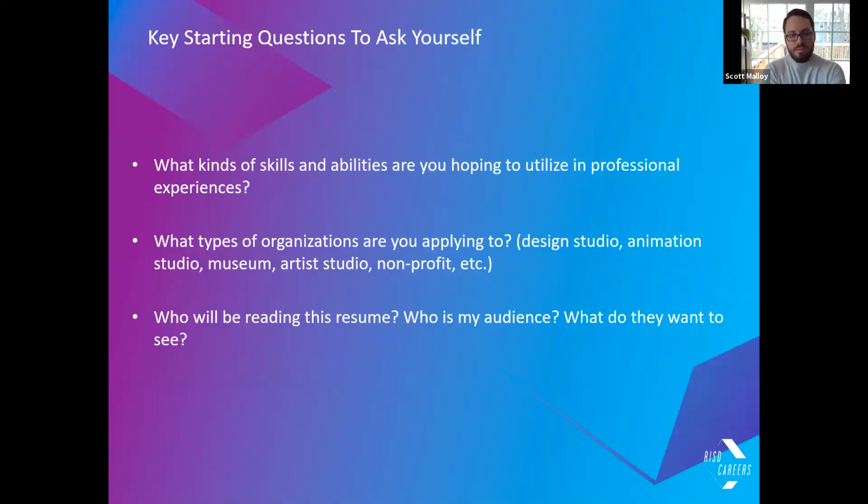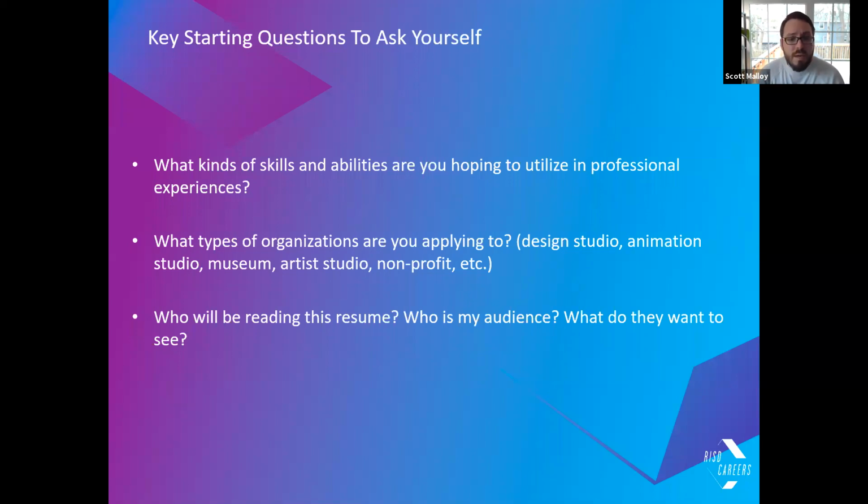So a couple of key things to think about as you're starting out. What kinds of skills and abilities are you hoping to utilize in professional experiences? I think that's a key one, because if you have key skills or abilities that you're hoping to use or incorporate into future jobs and internships, you want to make sure that those skills are also being represented in the resume. So it's an important thing to ask yourself before you even go into the building process.